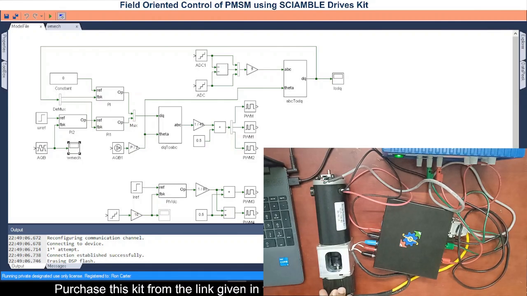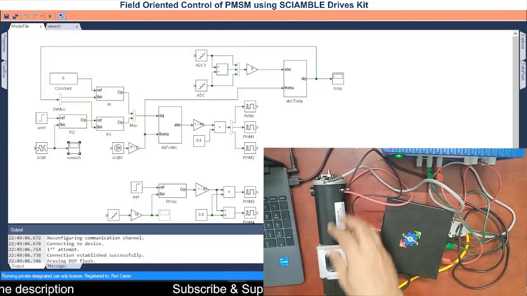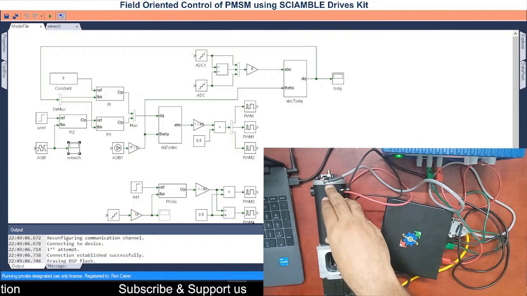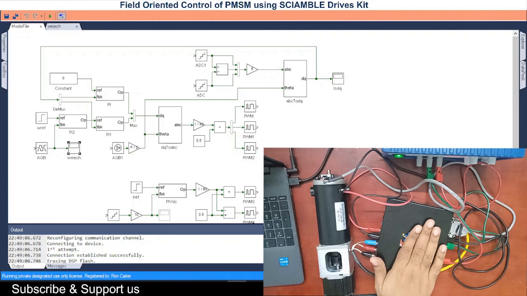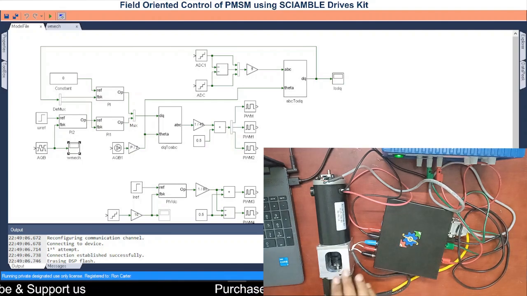In this video we are going to control the PMSM motor by using FOC, field oriented control of permanent magnet synchronous machine. So this is the permanent magnet synchronous machine, and here we have the DC load for this particular motor, and here we have the inverter. So let us get into the controlling part.